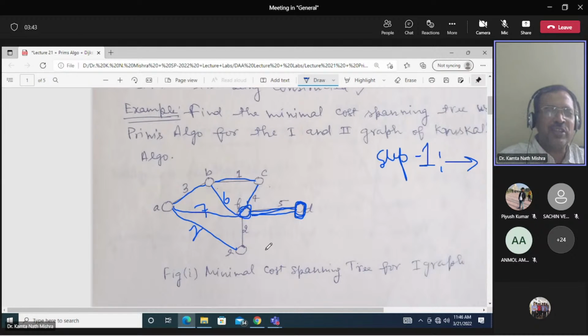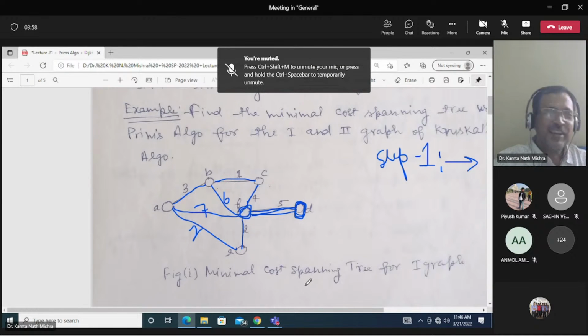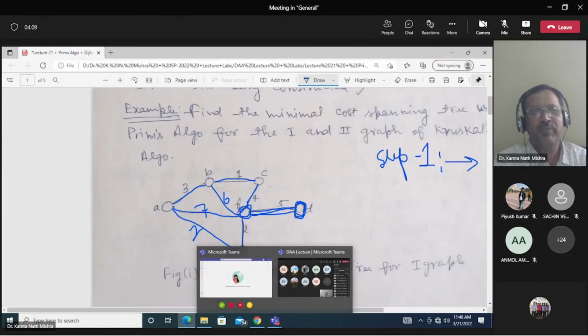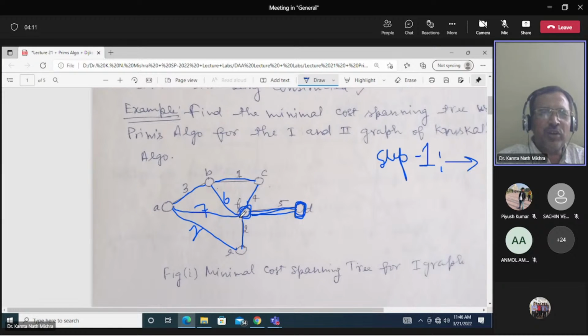You may not select more than one path, and from D there is no other path. So you will select F. From F, how many paths are there to others? Four paths: F to C, F to B, F to A, F to E. So which one will you select and why? E, sir.